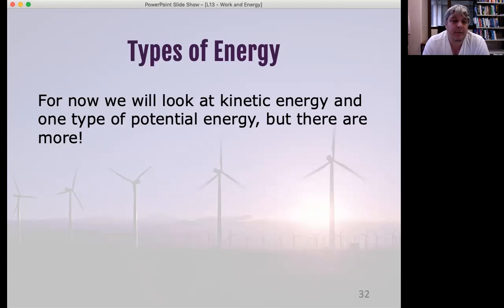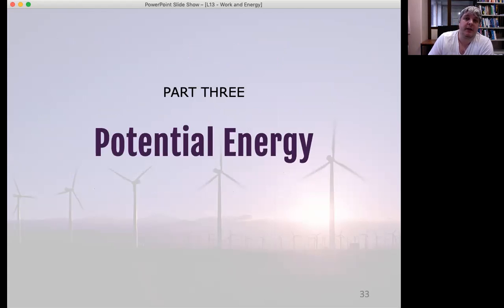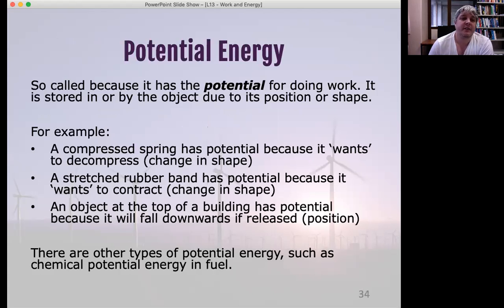As I said, two different types of mechanical energy, but there are plenty more. So the first one, potential energy, we're going to talk about. Potential energy is so called because it has the potential for doing work. It is stored in or by the object due to its position or shape. For example, a compressed spring has potential energy because it wants to decompress. It wants to change its shape. A stretched rubber band, exactly the same. It has potential energy because it wants to contract back to its original length. So it's got a change in shape, which is storing that potential energy.